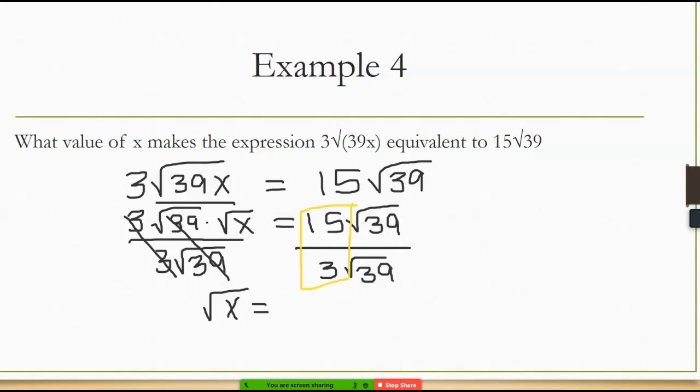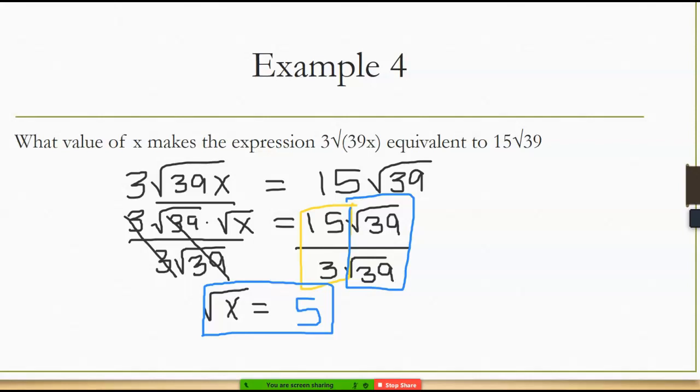What's 15 divided by 3? Good, Colton. And what's the square root of 39 over the square root of 39? If you have the same thing over itself, Zoe? Perfect. So now I get that the square root of x equals 5. What number could you plug in for x that would make that true?